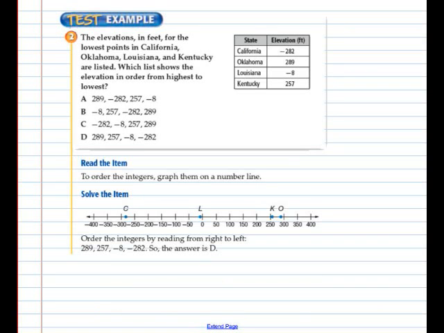The elevation in feet for the lowest points in California, Oklahoma, Louisiana, and Kentucky are listed. Which list shows the elevation in order from least to greatest? To order the integers, graph them on a number line. 289 would be point O. 257 is point K. Negative 8 is point L. Negative 282 is point C. So the answer is D. Those are in order from highest to lowest, which in this case means greatest to least.